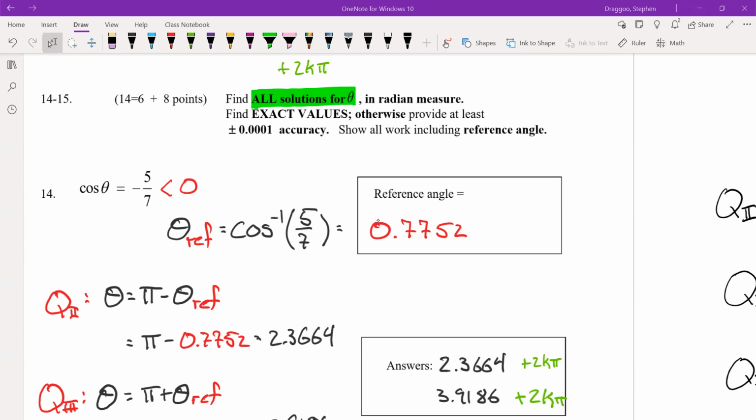So 7 pi over 4 came from the other angle where cosine of theta is equal to root 2 over 2.